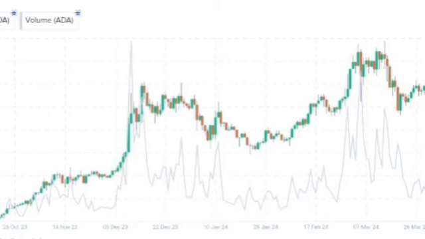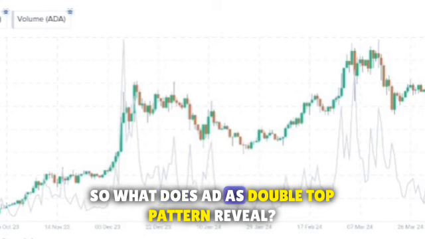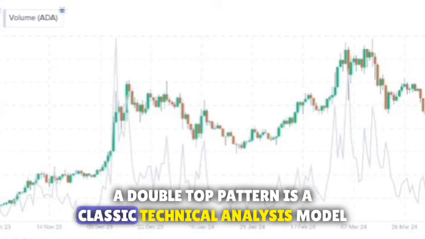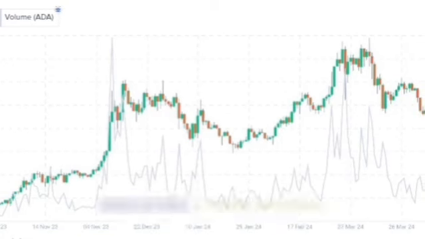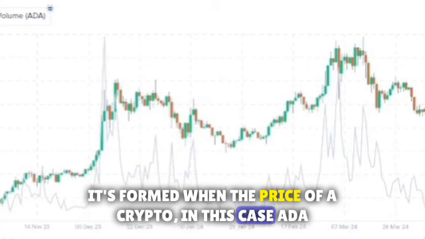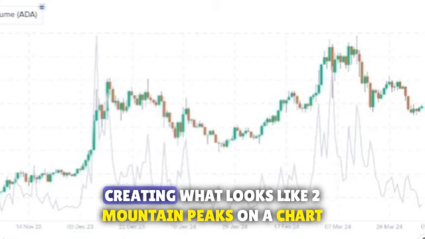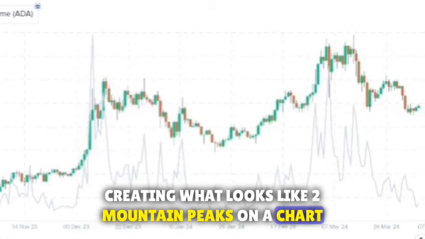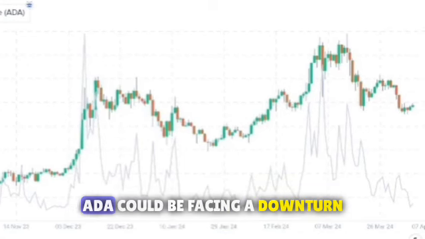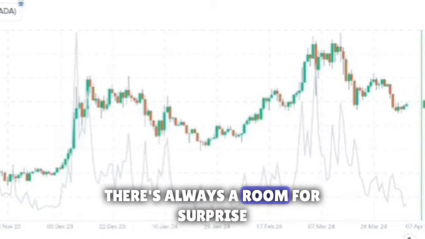But how likely is this? Patterns often tell a story in the world of crypto. So what does ADA's double top pattern reveal? Well, let's dive in a little. A double top pattern is a classic technical analysis model indicating a trend reversal. It's formed when the price of a crypto, in this case ADA, reaches the same high twice but fails to break through, creating what looks like two mountain peaks on a chart. This pattern often signifies a bearish outlook, suggesting that ADA could be facing a downturn. But, like all things in crypto, there's always room for surprise.